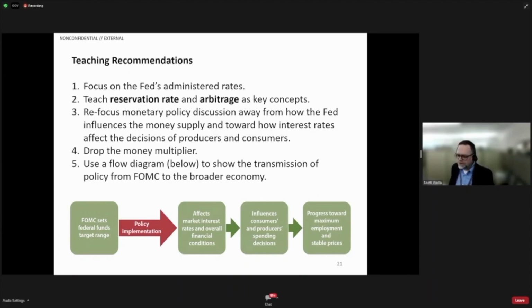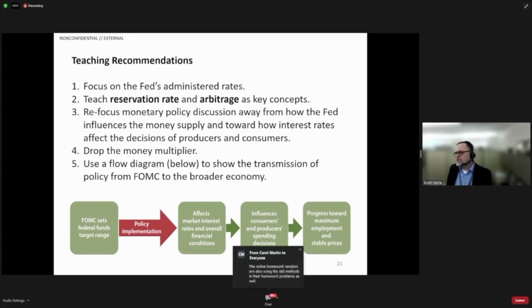We have an article that I'd be happy to send you that explains exactly why the money multiplier should fade off into the past, and explains exactly how to think about banks and their influence in the economy today.